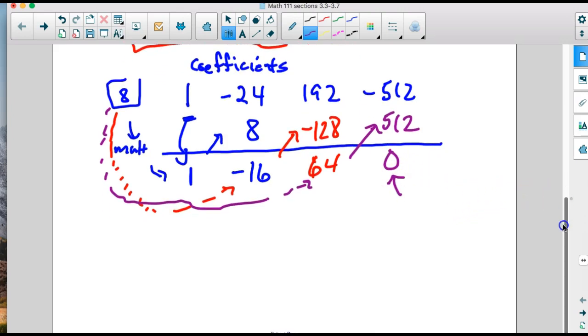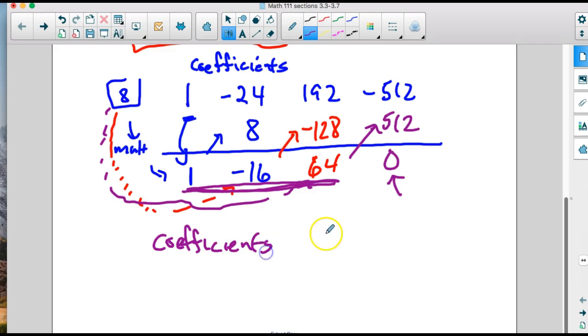So this generates a polynomial answer right here. These are the coefficients of the answer that we would get when we divided by x minus 8. So the coefficients are 1, negative 16, and 64. And we go backwards. This is a constant. Then this would be an x, and this would be an x squared going up.